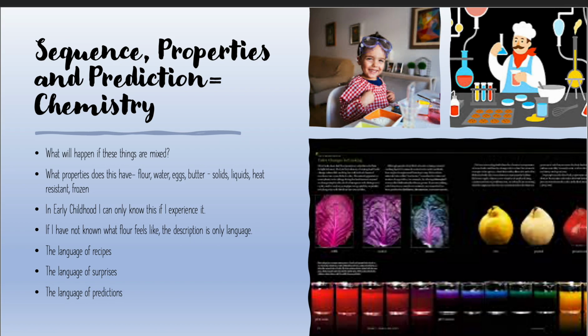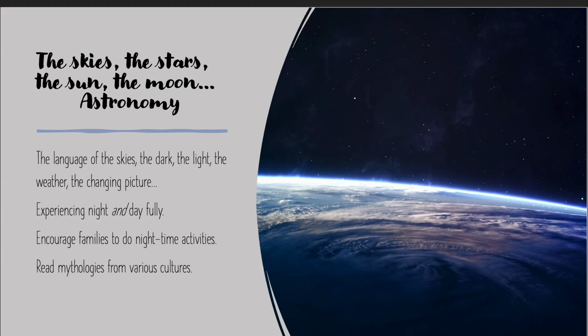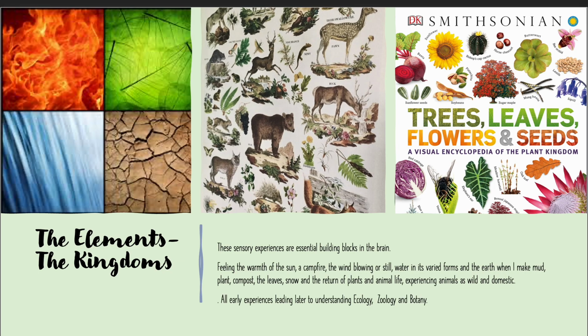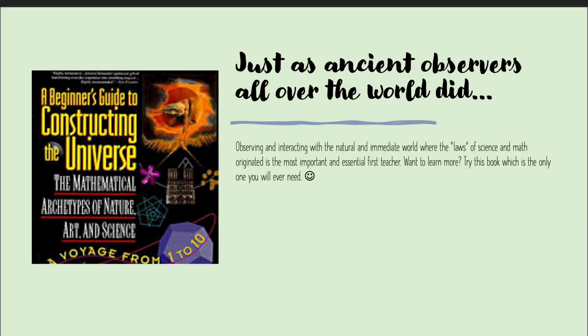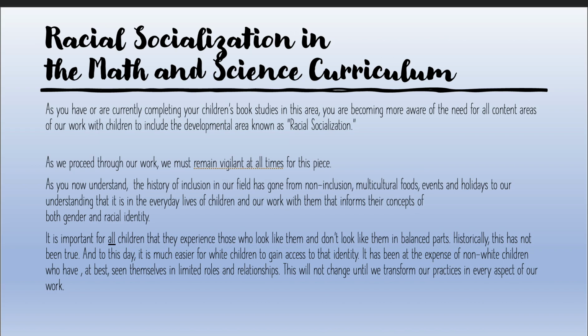So here's some chemistry, which you've already looked at, but again, you really can't separate these languages from math. Here's astronomy, we've talked about that. All of these elements of kingdoms, we've talked about that. All of these are things that are very related to math, as I mentioned in last week's session, so I'm not going to say too much more about that. Just go through these slides and read them.